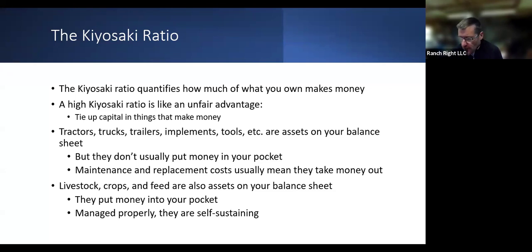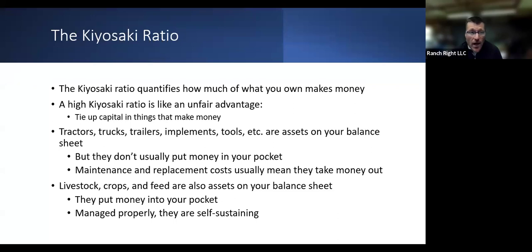Anyway, he talks very adamantly in there about lessons he learned from his rich dad. And his rich dad had a different definition of assets than your bank has. The biggest distinction, he said, is that assets are things that put money in your pocket. Liabilities are things that take money out of your pocket. So I'm going to tell you that if we tie up capital in things that make money, and only things that make money, we give ourselves a massive unfair advantage.